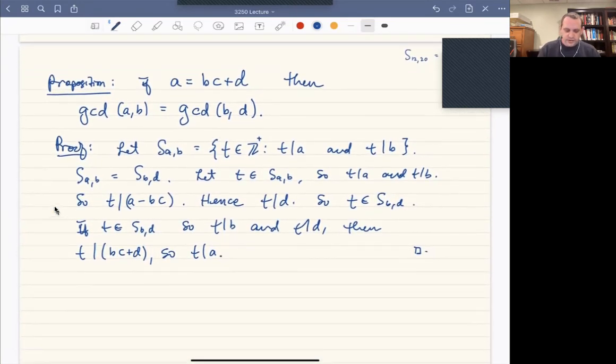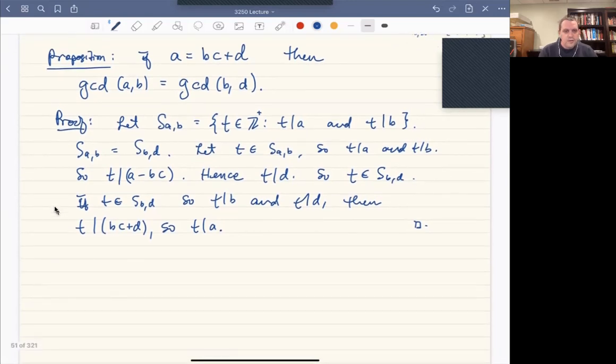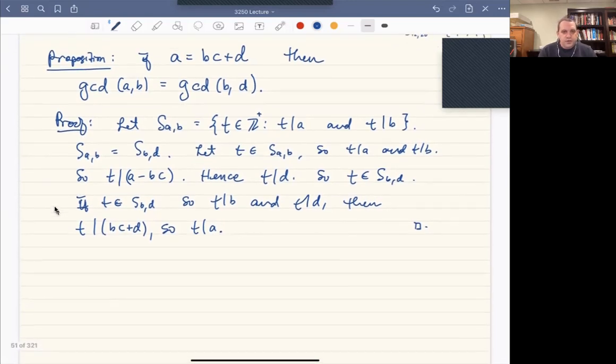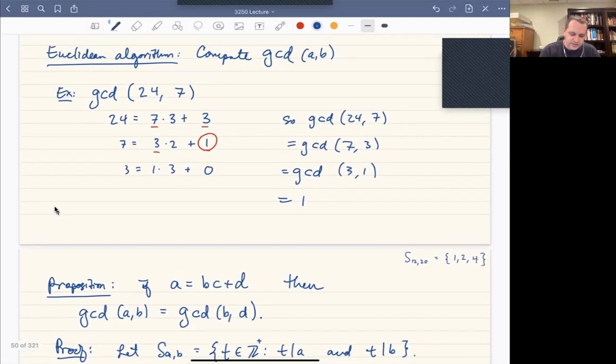Okay, so that's the proof there. What I really want to do with this is, this is a nice, efficient way for us to compute GCDs, but the main utility of this result, when I say this result, I mean the Euclidean algorithm, is you can use the Euclidean algorithm to construct Bézout coefficients. So that's what I really want to do. So let me show you how that works.